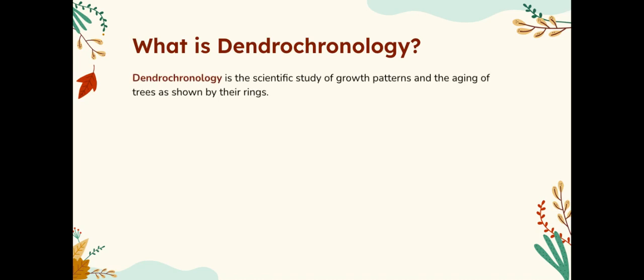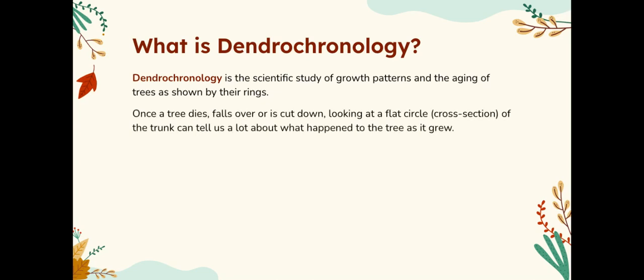Now we're going to take some time to learn about a really cool branch of science called dendrochronology. And if we break that word down, we could take the word dendro, which means tree, and chronology, which means time or measuring time. And we can kind of figure out maybe what dendrochronology might be about. Dendrochronology is the scientific study of growth patterns and the aging of trees as shown by their rings.